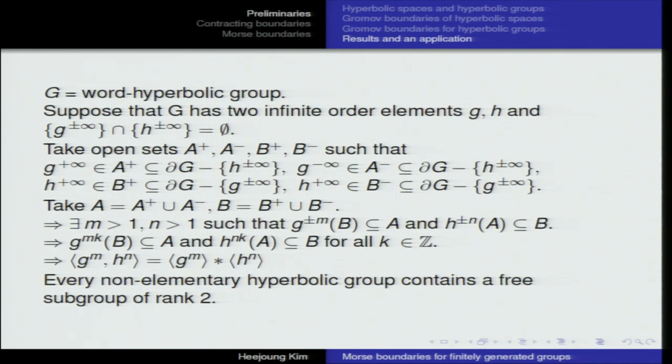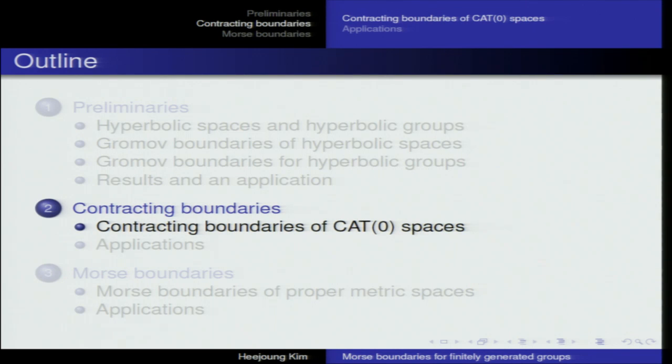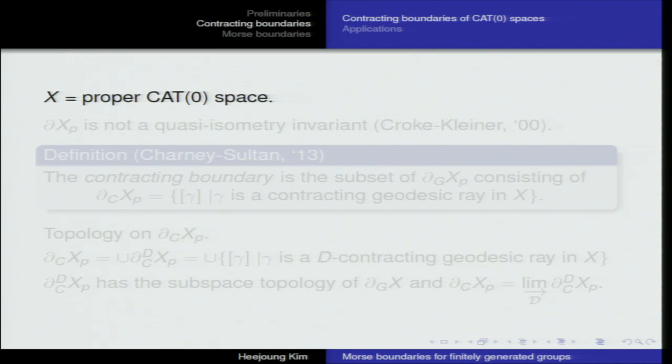So from the group boundary, we know some structure of hyperbolic groups. Furthermore, there are a lot of applications for the group boundary. Now let's move on to contracting boundaries of CAT(0) spaces. Now we are in the CAT(0) world.